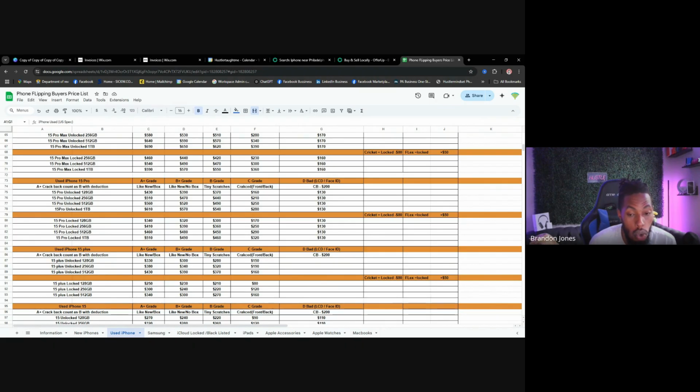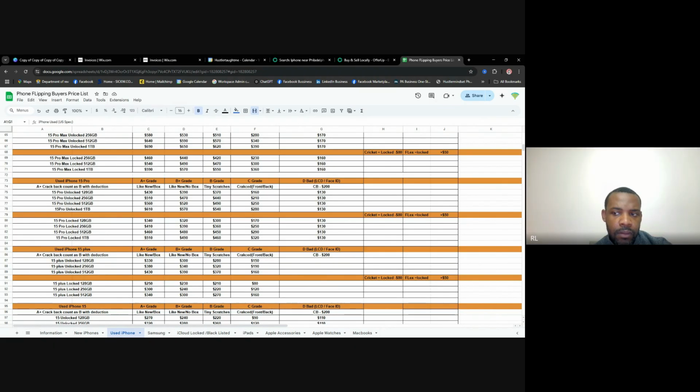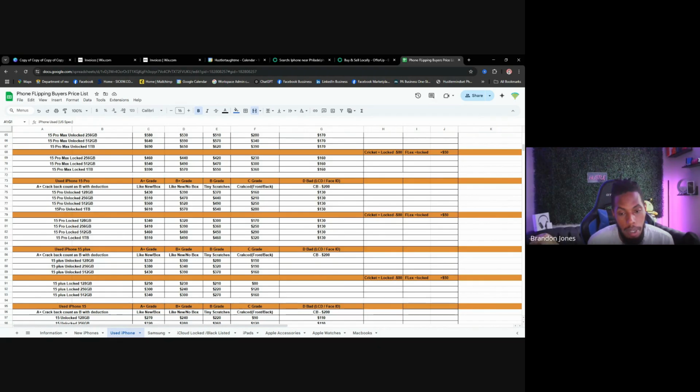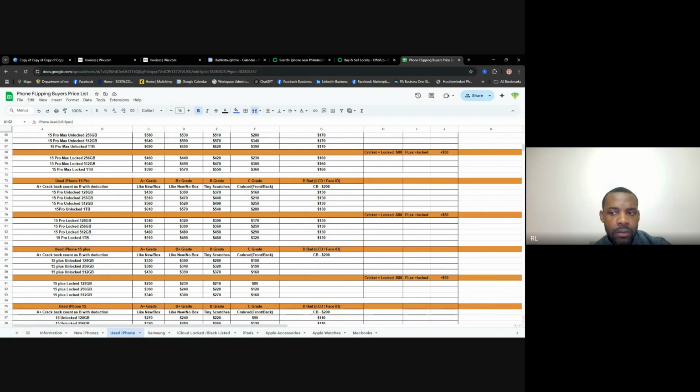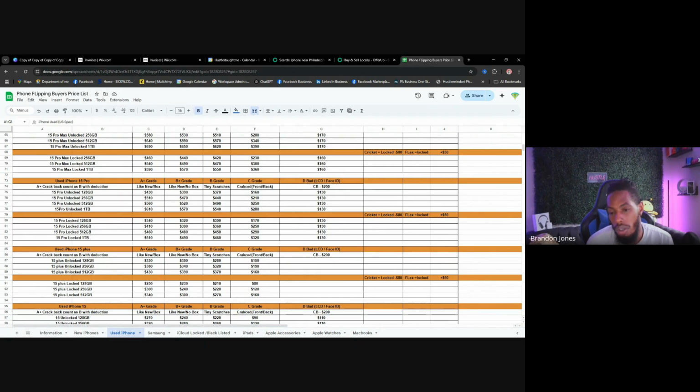MacBooks are so profitable, but very hard because they cost a lot of bread to flip, but they make money. And I'm talking about with consumers, I'm talking about with buyers. But again, it's so hard to buy them and trust that person because it could be something internal and you don't even know. So that's why I don't really ever talk about MacBooks.